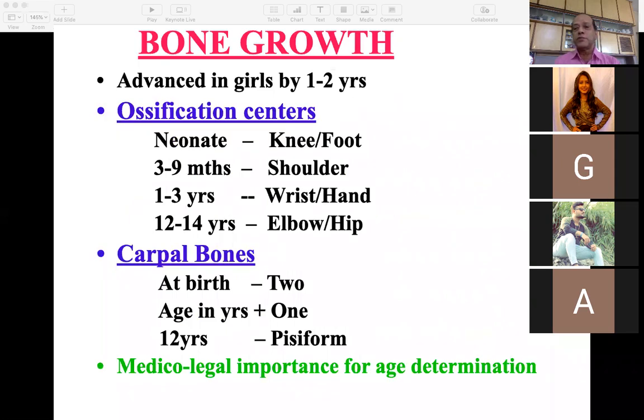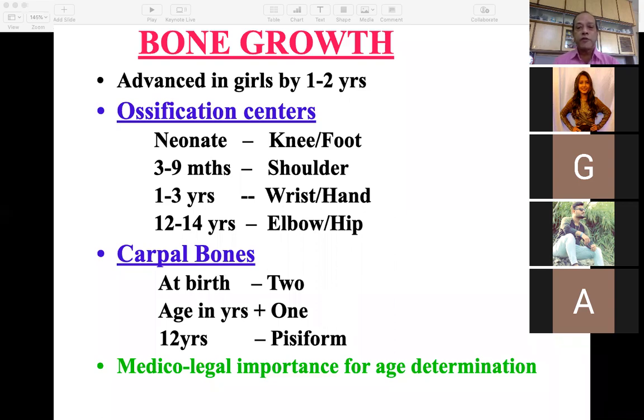Bone growth is an important aspect because in forensic medicine the bone age is a very important parameter. Not only this, most of the growth and development we decide based on the bone growth because it is affected by hormonal growth, it is affected by genetics, it is affected by nutrition. It is advanced in girls by about 1 to 2 years. The ossification centers, again, I have given some examples, you can keep it.